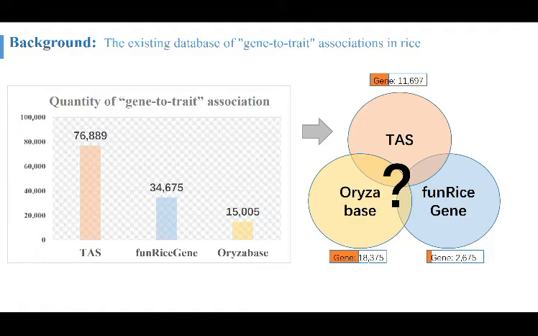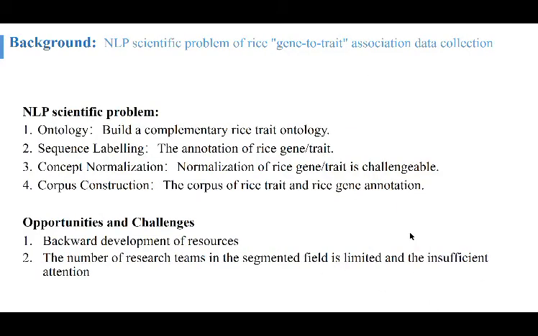The quantity of gene-to-trait associations they provide was shown on the left. As you can imagine, there should be some crossovers between the gene-to-trait associations in these 3 databases. But figuring out the exact number of the crossovers is a difficult task because the source data they adopted are different, such as the normalized gene database they used. The proportion of the number of genes used in these 3 databases to the number of complete rice genes is shown on the right. In this project, we have to solve following NLP scientific problem.